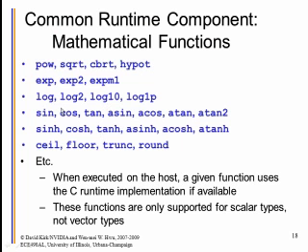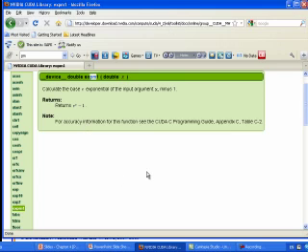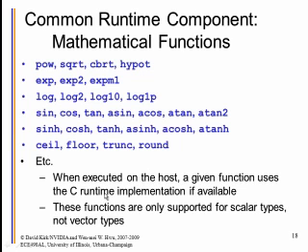Okay. Then there's log2, log10, and log1p, which is log of 1 plus x, the sine function and other trigonometric functions, and then the inverse trigonometric functions, and then the ceiling, floor, trunc, fround functions, etc. So a complete list again is here. Click on here to get a complete list. When executed on the host, a given function uses the C runtime implementation if available. And these functions are only supported for scalar types, not vector types. So these are the scalar type functions.